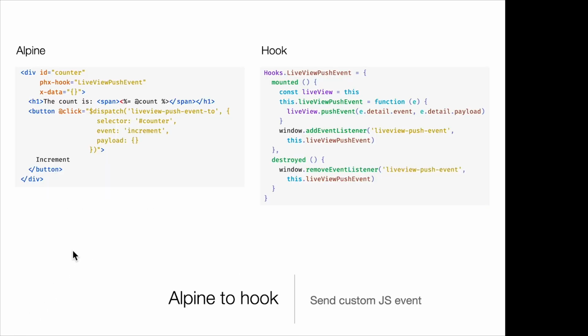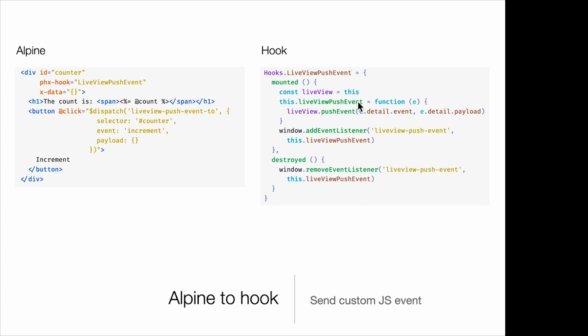Here we're sending a JavaScript event from Alpine code to a hook. We're using the $dispatch magic property to send an event within a click handler. We give the name of the event and then any properties we'd like to send with it. Within the hook, we're adding an event listener with that event name.